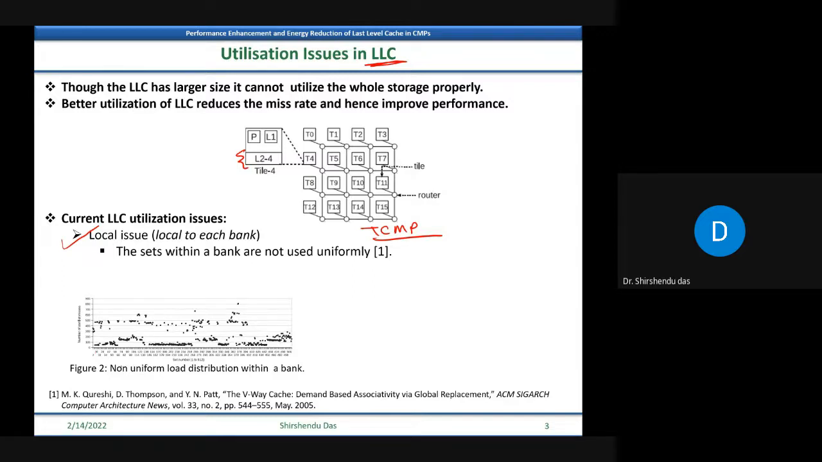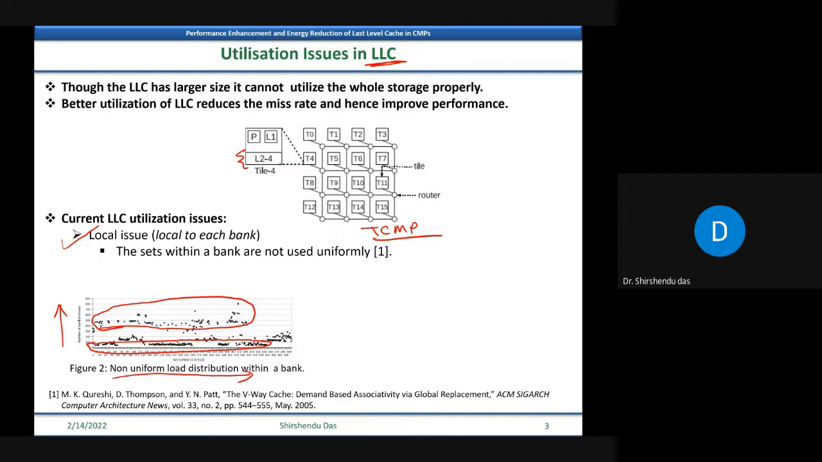In this diagram, the y-axis, maybe the diagram looks small, is the set number of a bank. You can see there are 512 sets in this bank, and on this side is the number of conflict misses. You can see there are some sets where the number of misses is very high. It means these sets are heavily used sets. Also, there are some sets where the number of misses is very low, so these sets are lightly used sets.